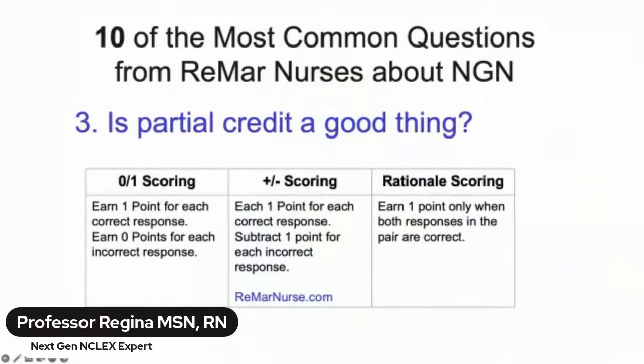All right. The last way that you can be scored is particularly for rationale questions. This is where you get 1 point if, and only if, you get both of those paired responses correct. So XY questions, right? All right, XY questions. And I see that question here.